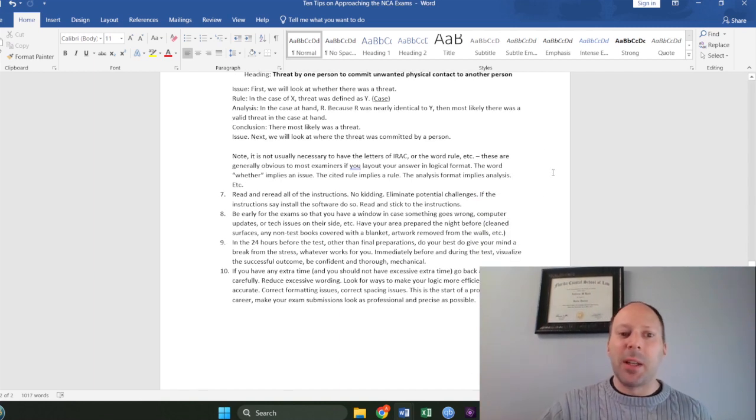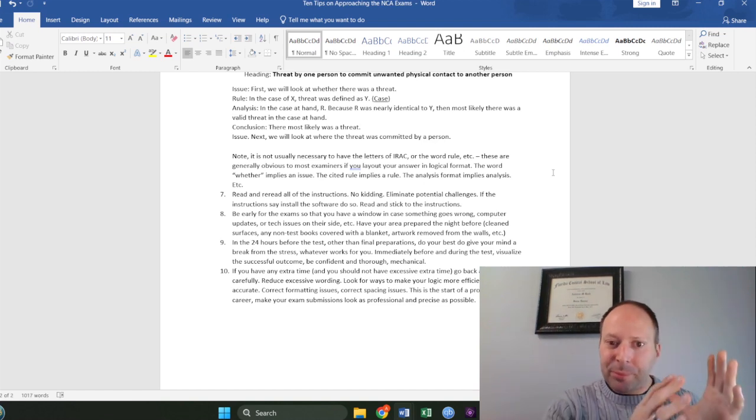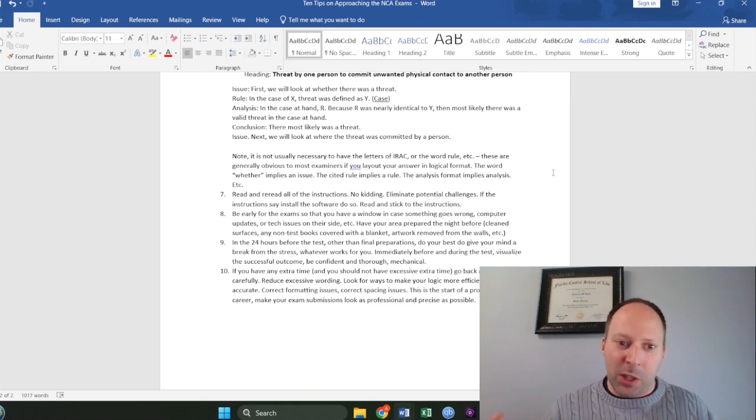Tip number 7. Read and reread all of the instructions. No kidding. Eliminate potential challenges this way. If the instructions say install the software in advance, then do so. Read and stick to the instructions.